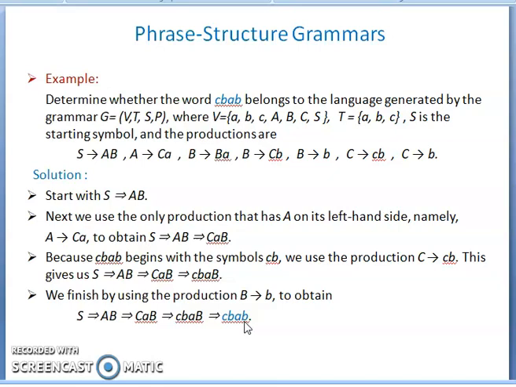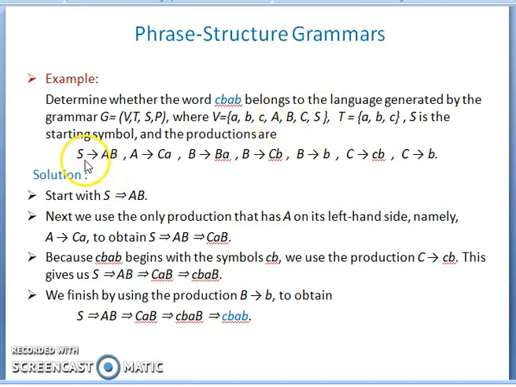Welcome back to Phase Structure Grammars. So here, determine whether the word CBAB belongs to the language generated by this particular phase structure grammar. This phase structure grammar has the alphabets. A, B, C are the terminal symbols. Capital A, B, C and S are the non-terminal symbols, where S is the starting symbol also.